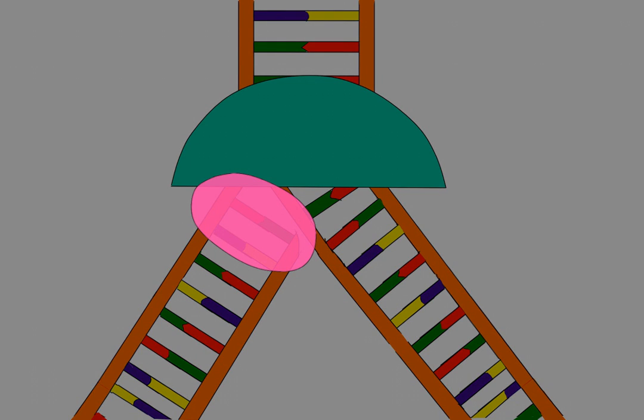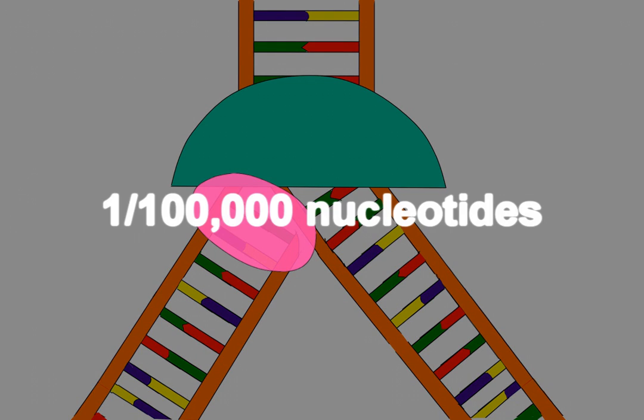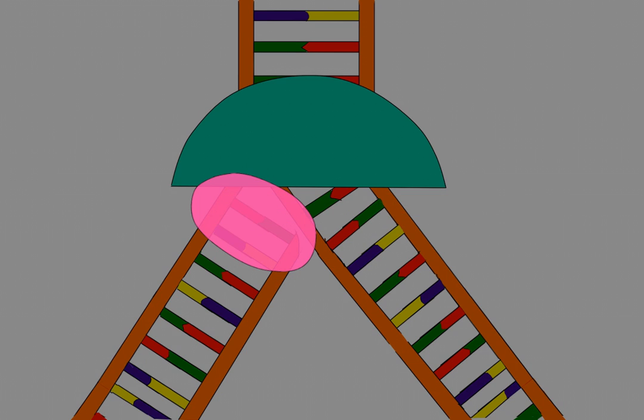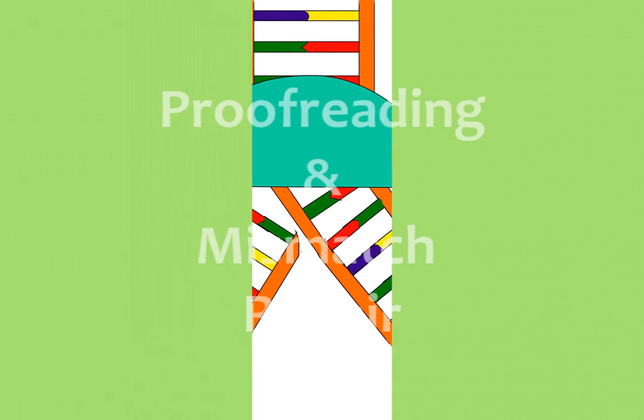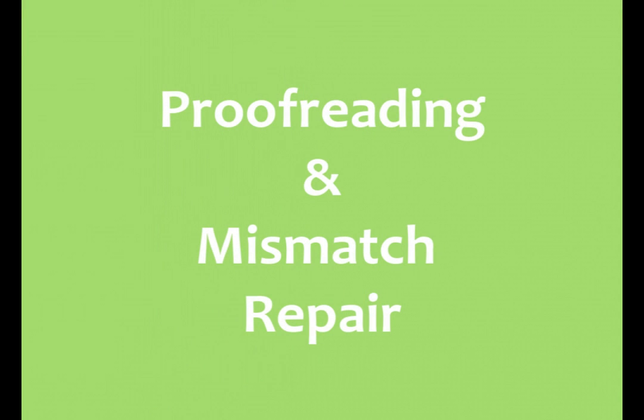DNA polymerase makes mistakes at a rate of about 1 per every 100,000 nucleotides. In humans, with our 6 billion base pairs in each diploid cell, that would amount to about 120,000 mistakes every time a cell divides. Some of the mistakes are corrected immediately during replication through a process known as proofreading, and some are corrected after replication in a process called mismatch repair.